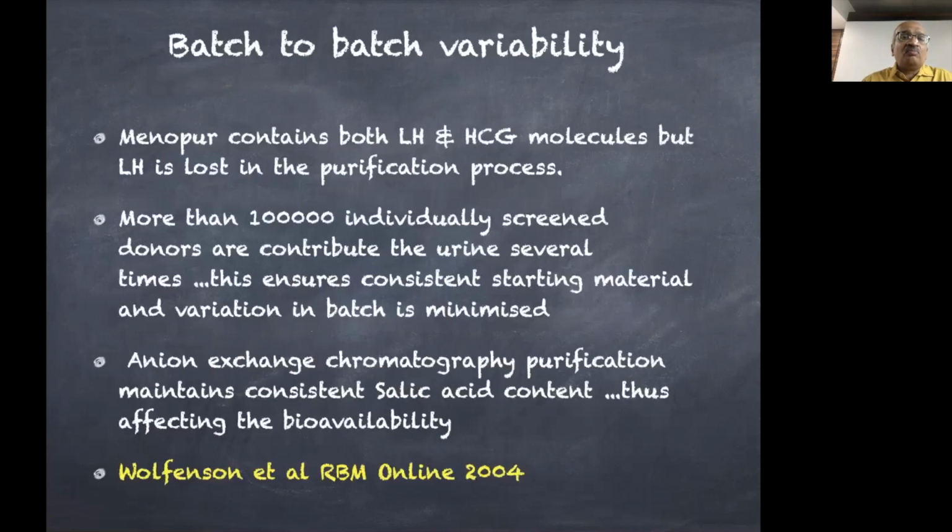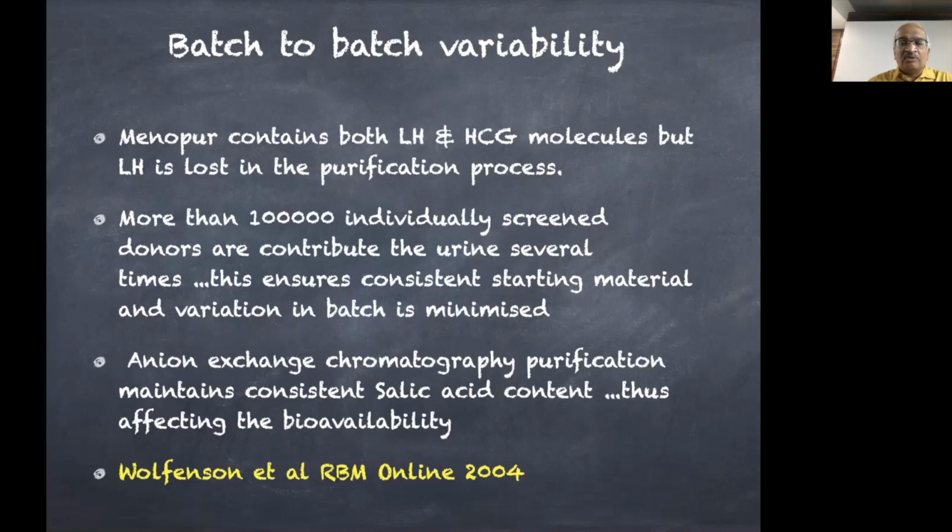Menopur, this is about batch-to-batch variability. Menopur contains both LH and HCG molecules, but LH is lost. More than about a lakh of individually screened donors contribute to the urine several times, and this ensures a consistent starting material, and variation in the batch is quite minimized. So at the raw material point itself, for an HMG-HP, they start devising the batch properly.